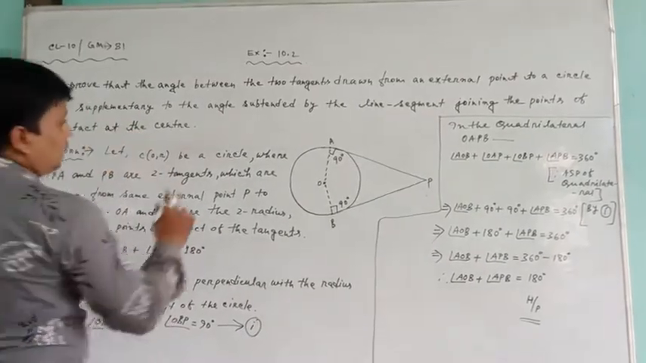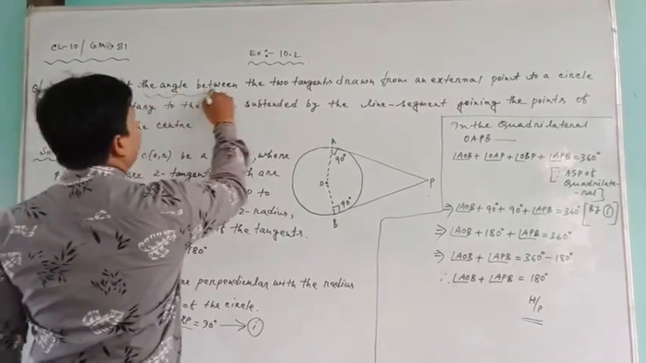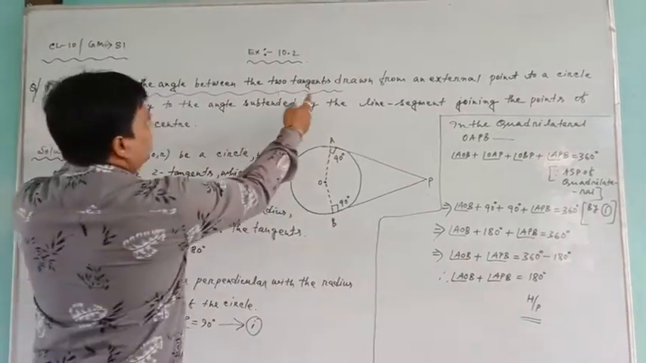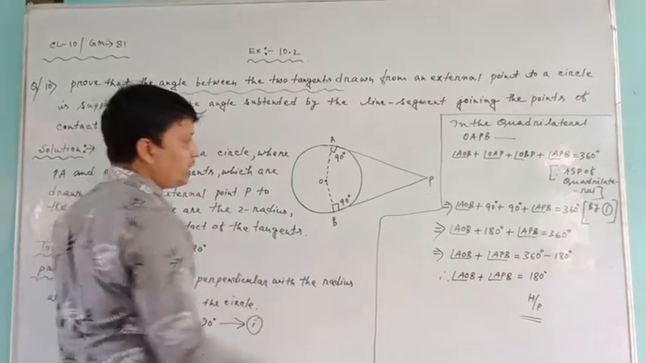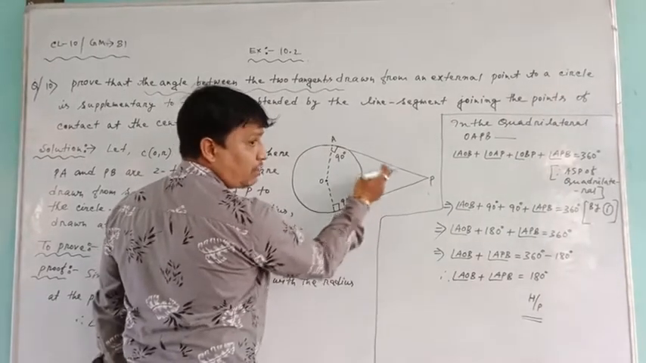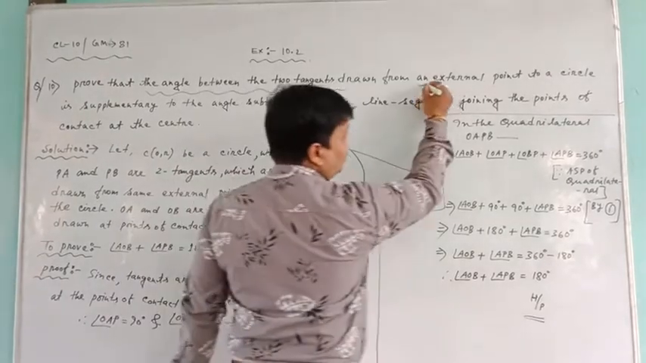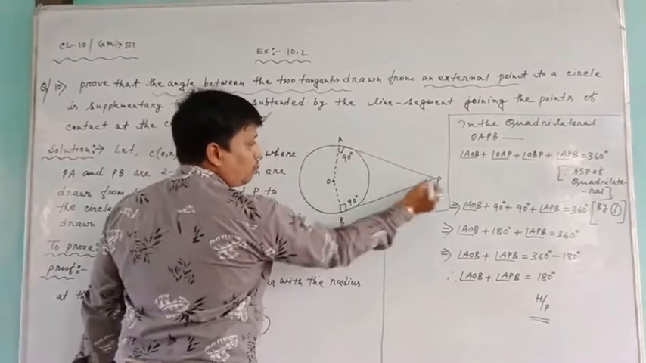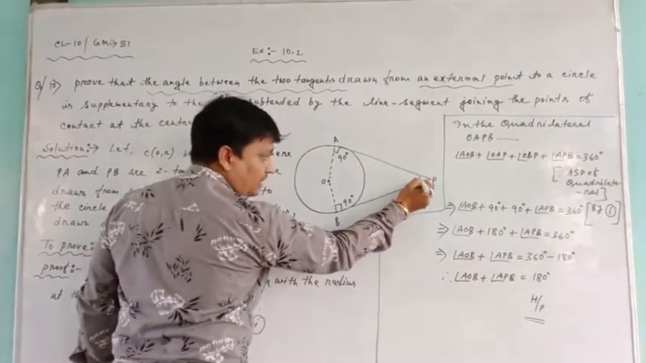So first of all, there is written angle between two tangents. We have to see this part. Which angle? The angle between two tangents PA and PB. These two are the pair of tangents which are drawn from an external point. So P is the external point from where we have drawn one pair of tangents, PA and PB. These two tangents form this angle.